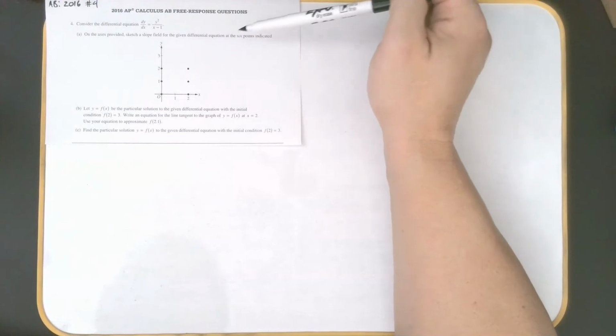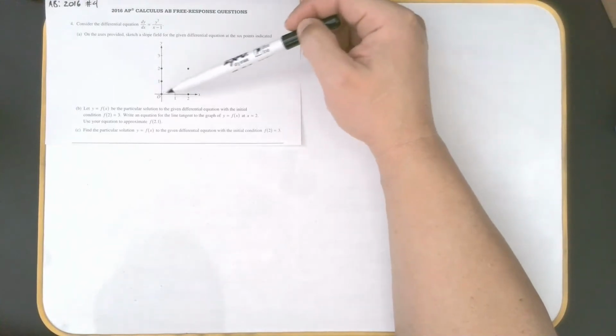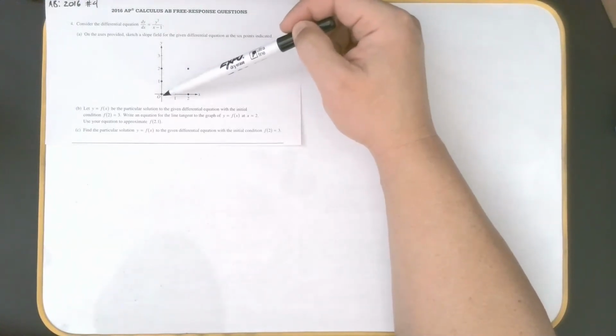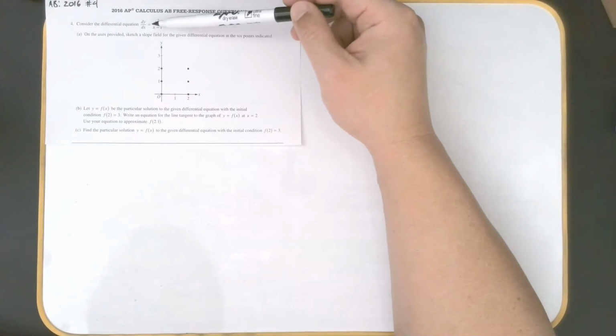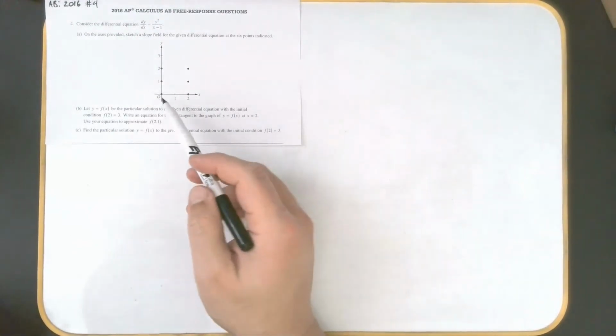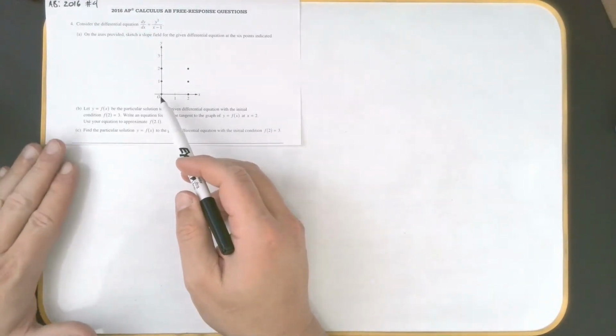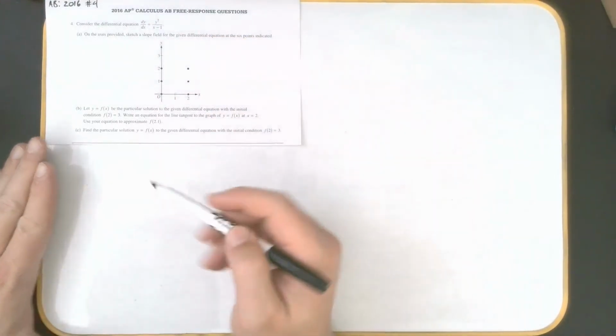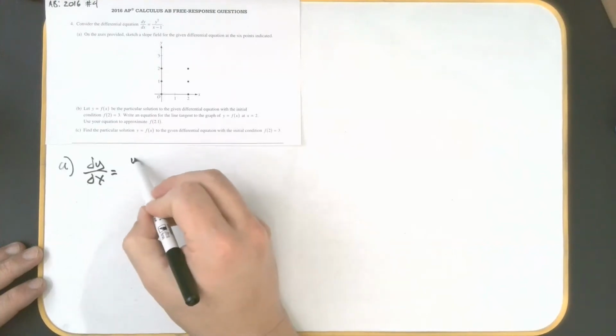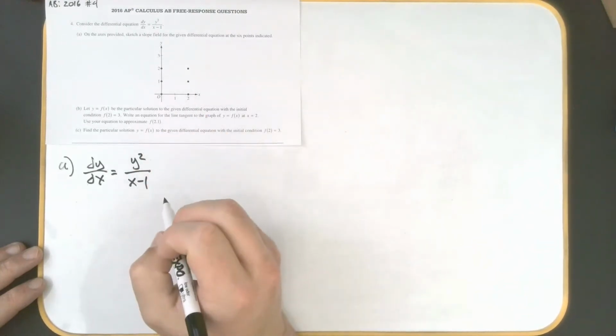So what it says here is, on the axes provided, sketch a slope field for the given differential equation at the 6 points indicated. So all you have to do is take each coordinate of the 6 points here, substitute it into your formula for slope, which is what a derivative is, but it's also a differential equation. It's all those things. So let's just start at the origin. So obviously the origin is 0, 0, so I'm going to substitute that in, and I'm going to put these values down here just so we don't have any misunderstandings. So again, dy dx is equal to, they give us y squared over x minus 1, and we have to evaluate it at the 6 points.